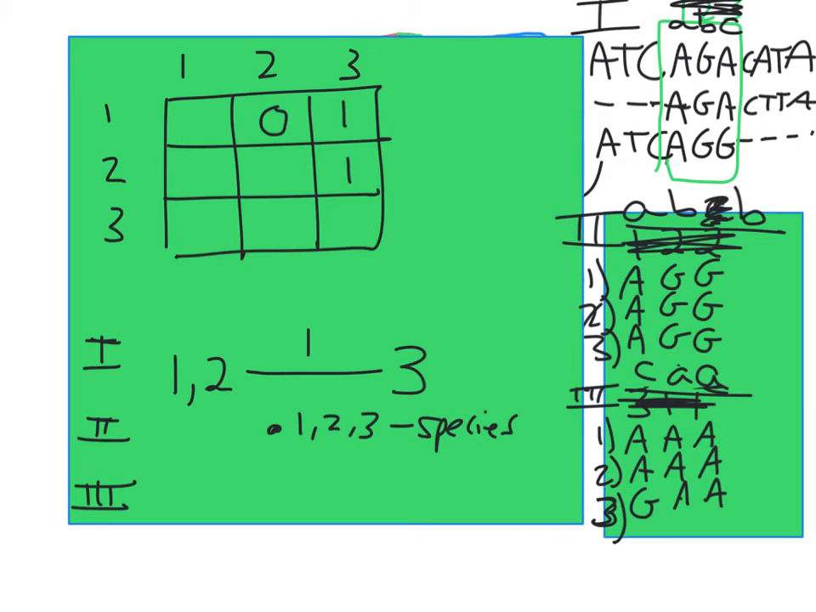Okay. So for the Roman numeral 3 tree, this one, what's it going to look like? So 1 and 2 are identical sequences. So it's going to look the same as tree 1. There's one difference between species 1 and species 3, but you're right, no difference between species 1 and species 2. So it's going to look exactly the same as the first tree, the branch length of 1.